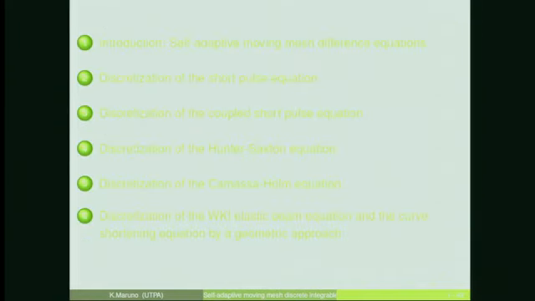Okay, so, not a good color, so a little bit difficult, but I will talk about self-adaptive moving mesh difference equations. Today I will show a couple of examples: short pulse, coupled short pulse, Hunter-Saxton, Camassa-Holm. We have more examples, but I will explain some of them here. I will also talk about discretization of the WKI elastic beam equation and the curve shortening equation by using a geometric approach.